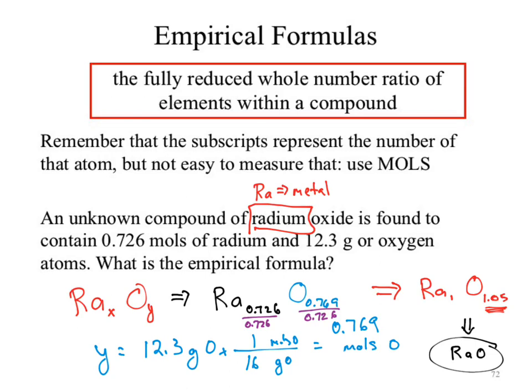What is the charge on oxygen? -2. How do we know that? You're supposed to memorize. What's the charge on radium? +2. It's a +2. How did you know that? It's in the second column.